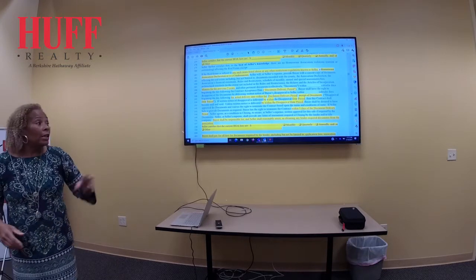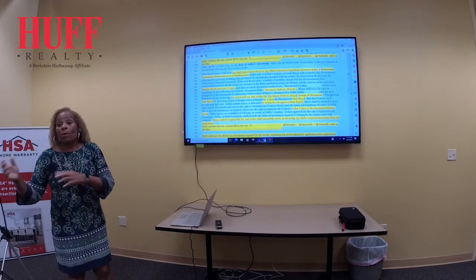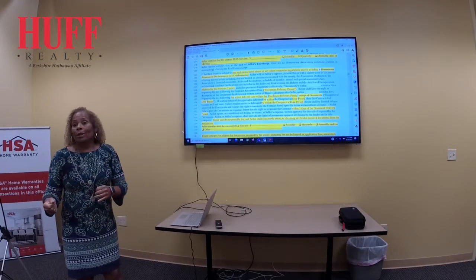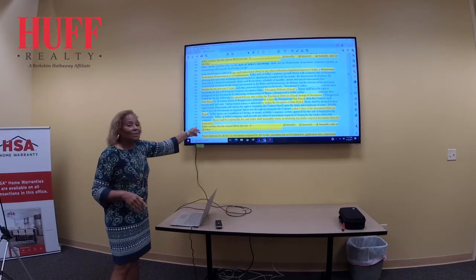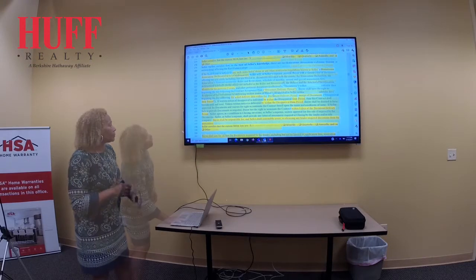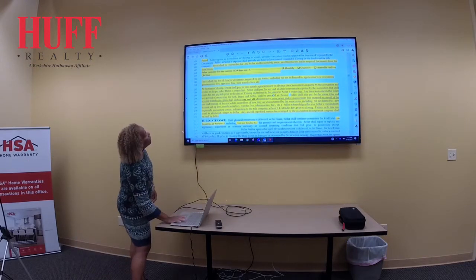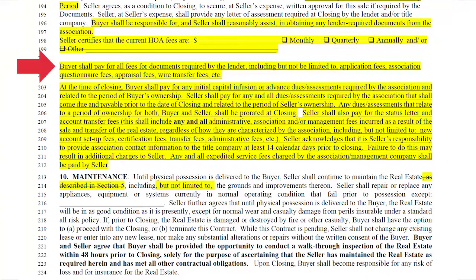They usually get it, and the buyer's responsible for helping, and the seller's responsible for helping, but you're still stuck with the same timeline. Now this next section talks about the buyer being responsible for all fees and for documents required by the lender. So if you remember, usually when the lender has to have these documents from the homeowners association, there's a cost, and they always charge that to the buyer, so that's not really new.